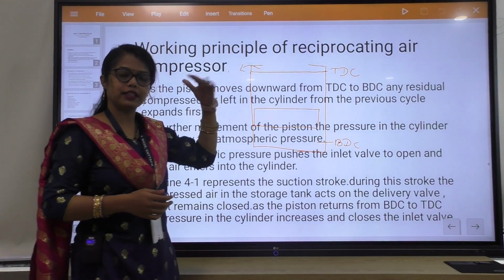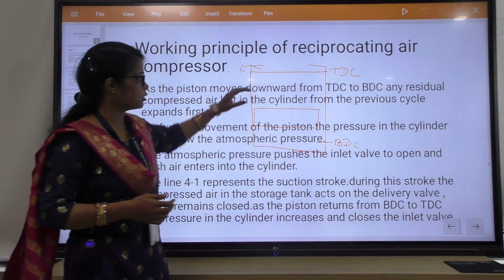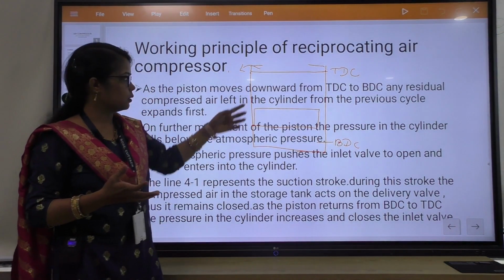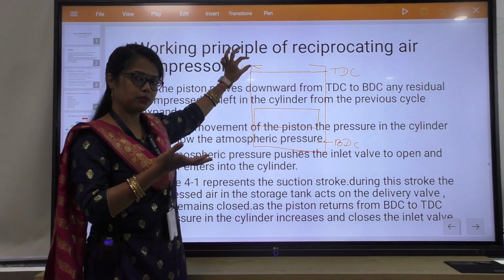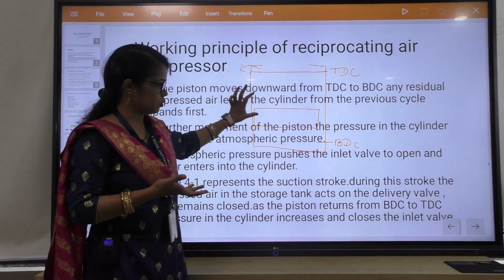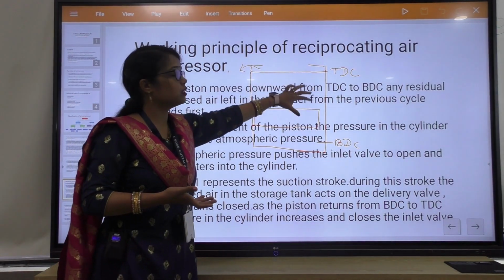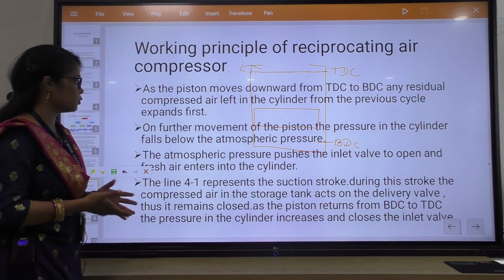That air will expand first, because when the piston is moving downward, this air, which was initially compressed by the piston, will expand in this region inside the cylinder as the piston moves towards the BDC, clear? Then after that, what happens?